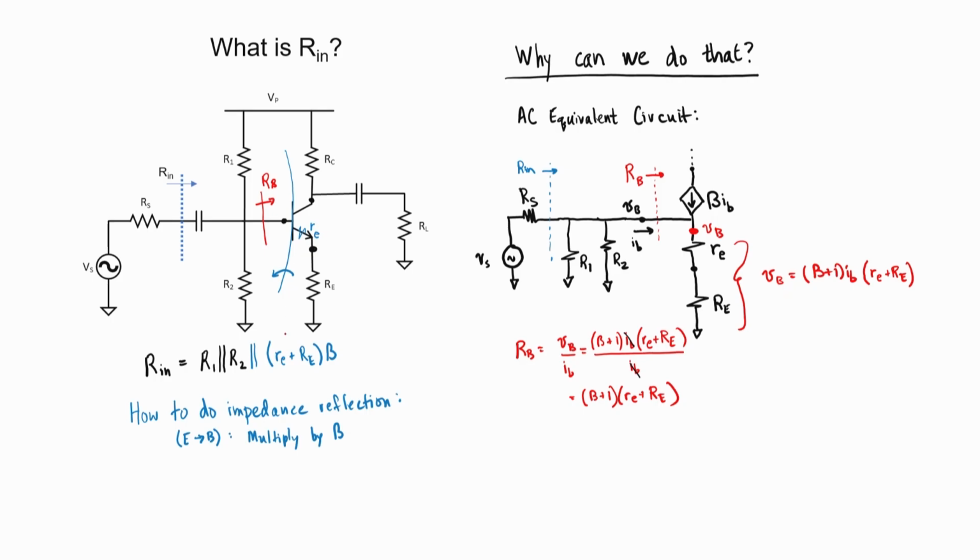Now, I know I said earlier that all I needed to do was multiply it times beta, but beta is usually a pretty big number, so if you add 1 to beta, it's almost just like beta. Besides, the variation of beta from transistor to transistor is probably more than just 1.